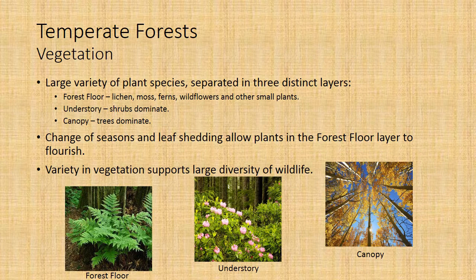There's a large variety of plant species which are separated into 3 distinct layers. On the forest floor you have lichen, moss, ferns, wildflowers, and other small plants. The middle layer, which is referred to as the understory, has lots of shrubs and medium-sized plants, and the canopy is where the trees are most prevalent. The change of seasons and leaf shedding allows the plants in the forest floor layers to flourish. Variety in vegetation also supports a large diversity of wildlife.